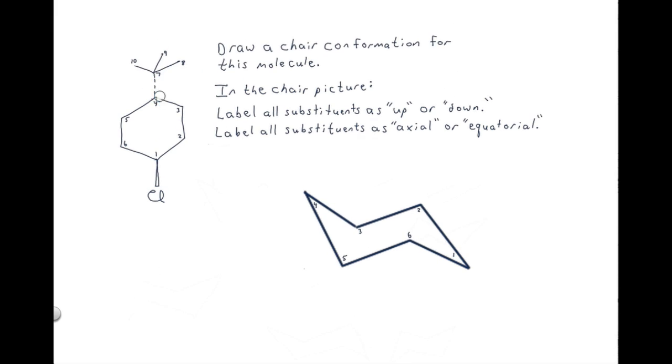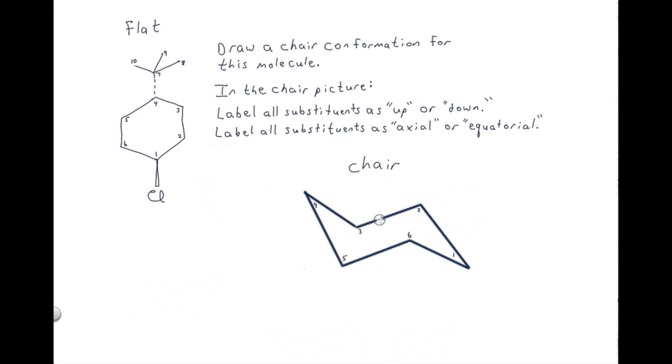By the way, this picture is called the flat picture. This is a flat picture of cyclohexane showing a flat ring. This shows the ring in a chair. Notice that in our flat picture, the numbers are arranged counterclockwise. 1, 2, 3, 4, 5, 6 is arranged counterclockwise, so make sure that you get that matched up in your chair. 1, 2, 3, 4, 5, 6 arranged counterclockwise.